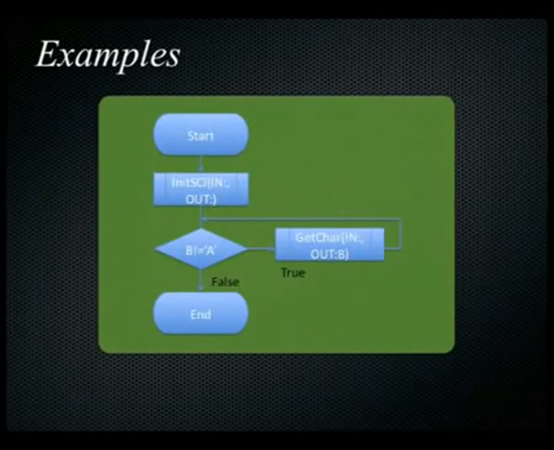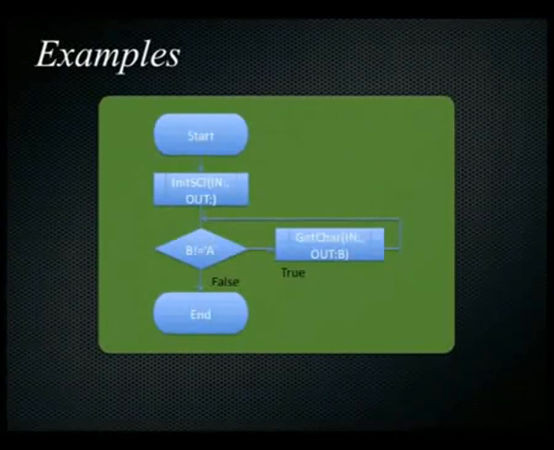So you can see we've got two predefined tasks here. Init SCI, I've got in, and I've got a colon, and then I've got nothing. So there are no inputs. Same thing with the out, it's out and colon, so there are no outputs. So the init SCI has no inputs and no outputs. There are no arguments whatsoever for the init SCI routine.